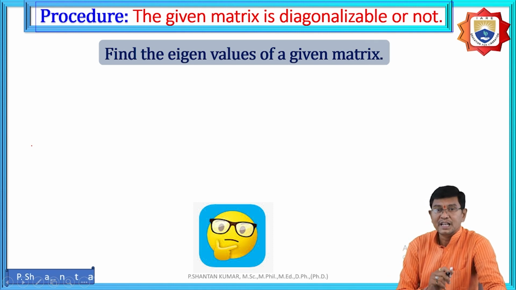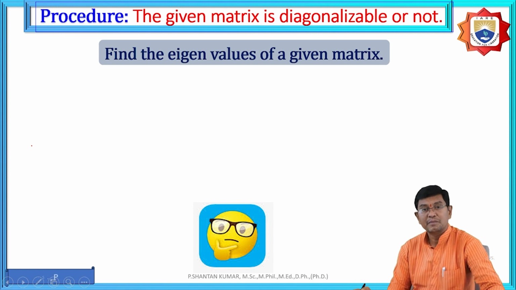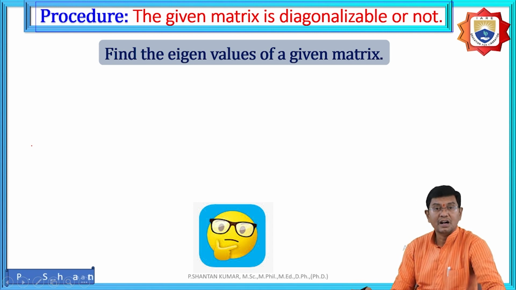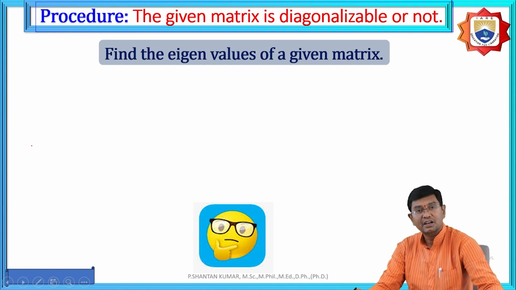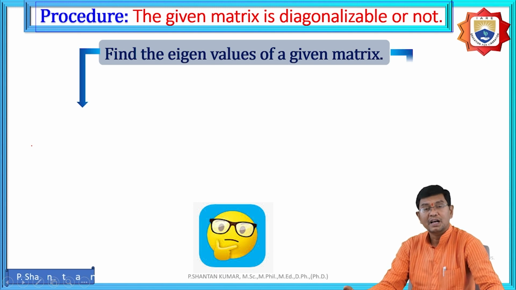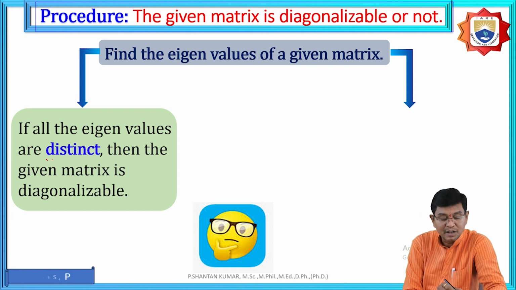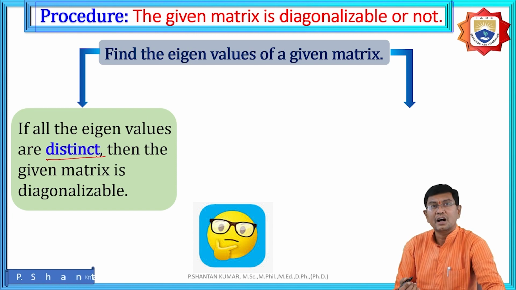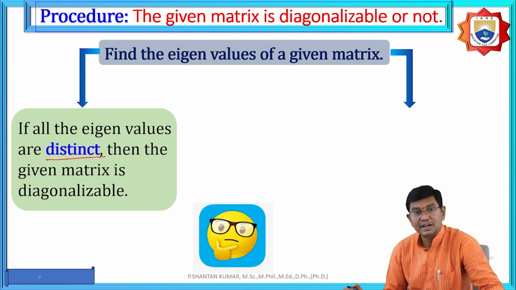Based upon the previous slide, we need to observe here. When any matrix is given, is the matrix diagonalizable or not? We need to remember this flow chart. First of all, we need to find the eigenvalues. For example, if the eigenvalues are different, that means the eigenvalues are distinct, then automatically the matrix satisfies the diagonalization condition.